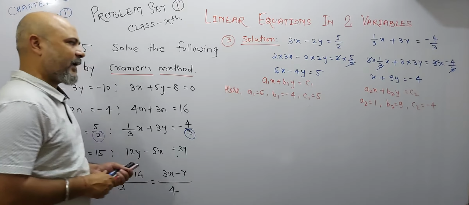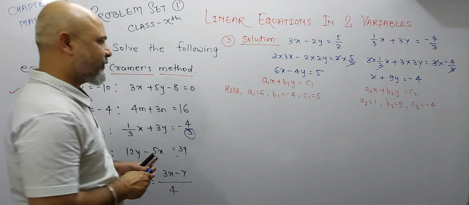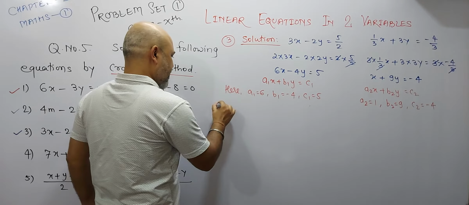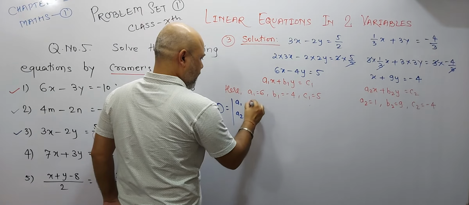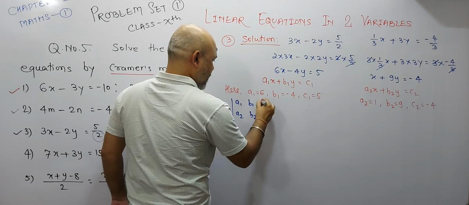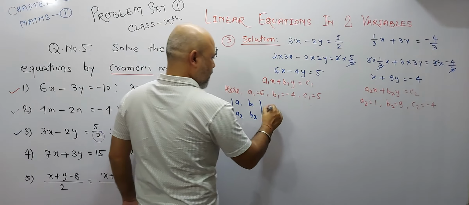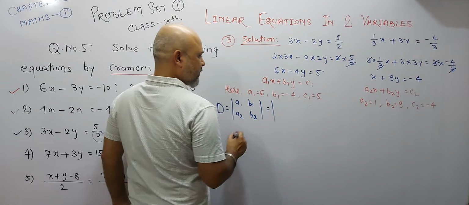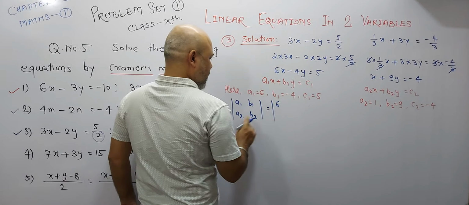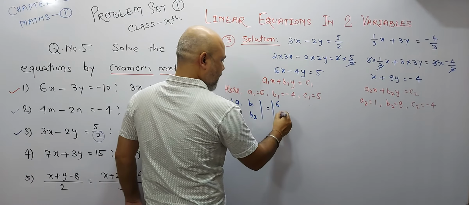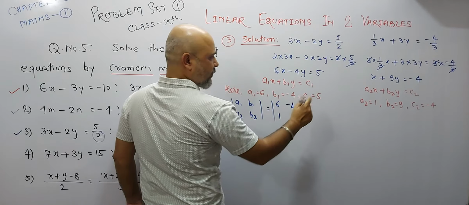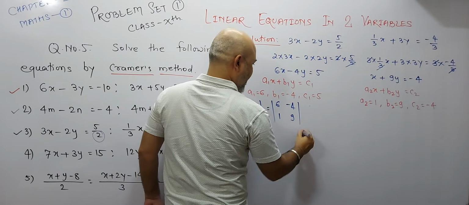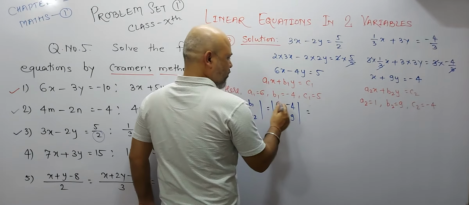Now we'll find the values of d, dx and dy. So what is d? D we will find out like this: a1, a2, b1, b2. What is a1? a1 is 6. What is a2? a2 is 1. What is b1? b1 is minus 4. What is b2? b2 is 9. And now cross multiply.